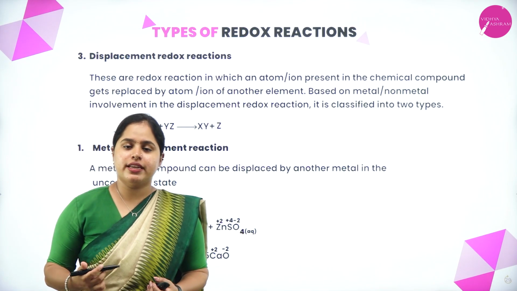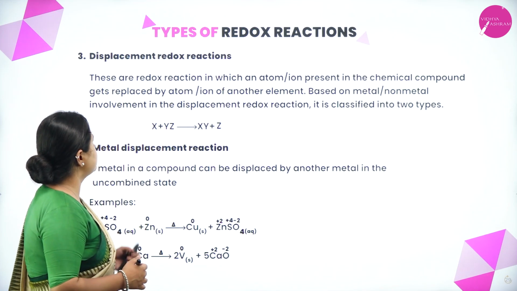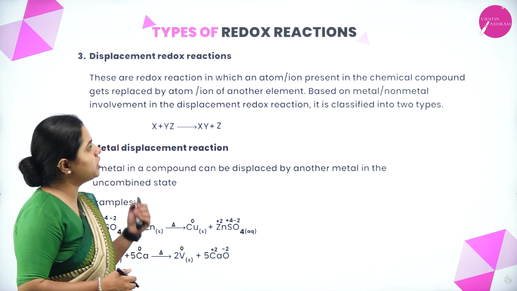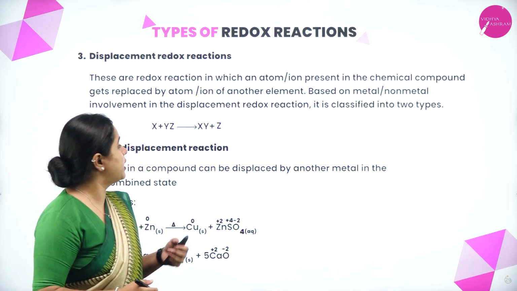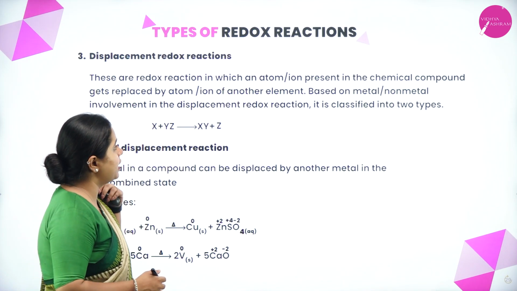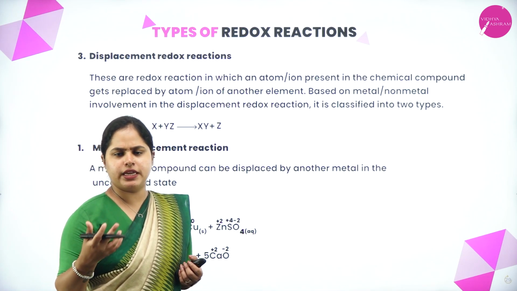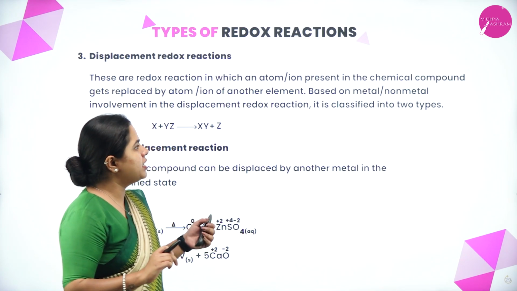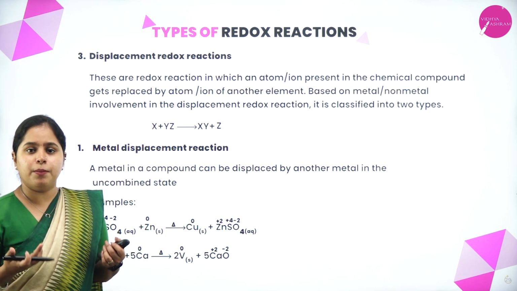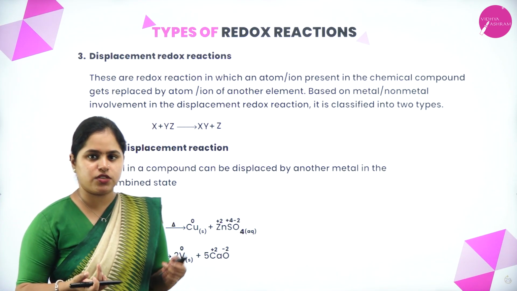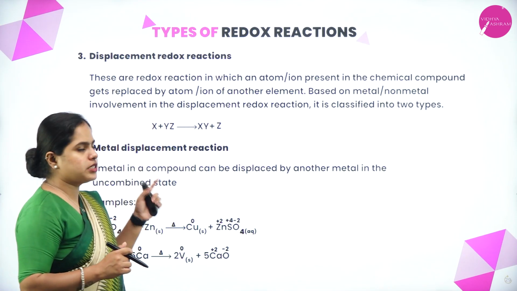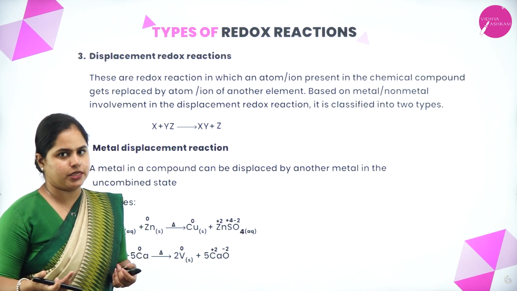Okay, so moving on to the next one, that is displacement reactions. These are redox reactions in which an atom or ion present in the chemical compound gets replaced by an atom or ion of another element. So one element is replaced by another element, and based on whether it is a metal or non-metal being displaced, we have two types, that is metal displacement reaction and non-metal displacement reaction.